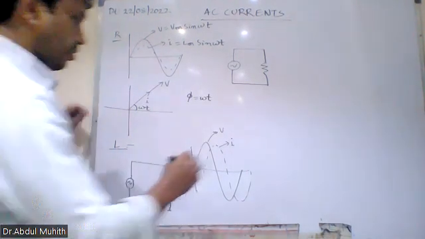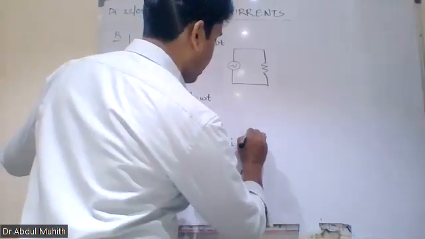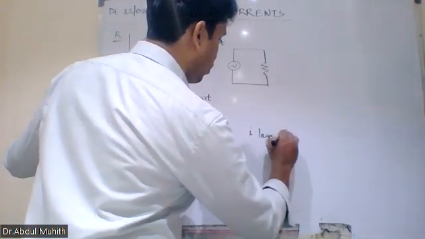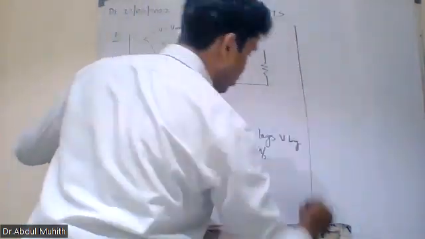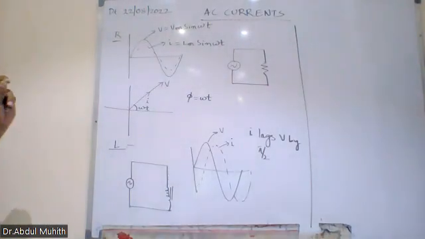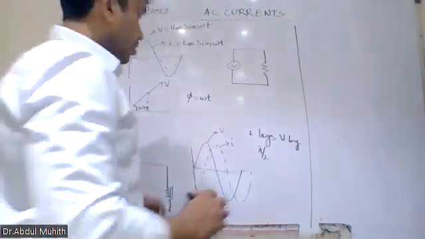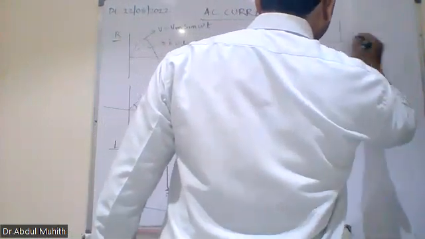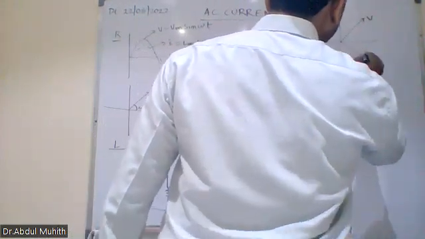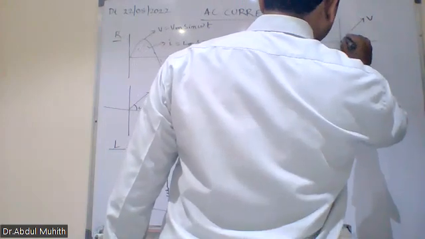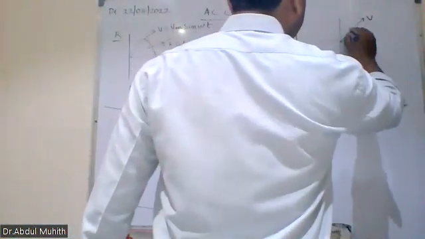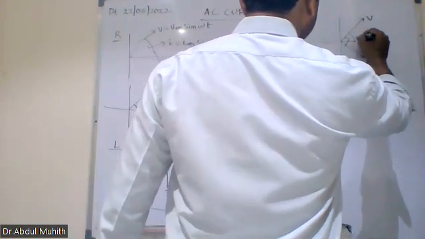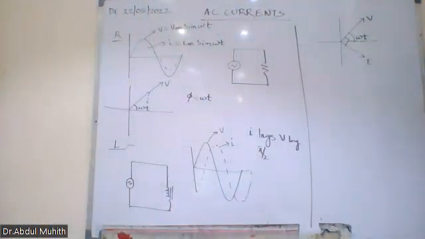So here, what will happen? Current lags voltage by how many degrees? Pi by 2, that is 90 degrees. Now what will happen? Here, this is the voltage and this is the current. The angle between both of them is 90 degrees, and this angle is said to be omega. Is that clear now?